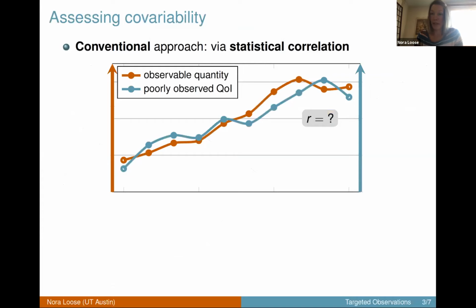The conventional approach to assess covariability is to use statistical correlations. If you were to follow the statistical approach, you would try to find an observable quantity which shows high correlation with your quantity of interest. But the problem with statistical correlation is that we cannot always be sure that they are based on dynamical relationships and causation. Here we're looking at one of my favorite examples of a spurious correlation.